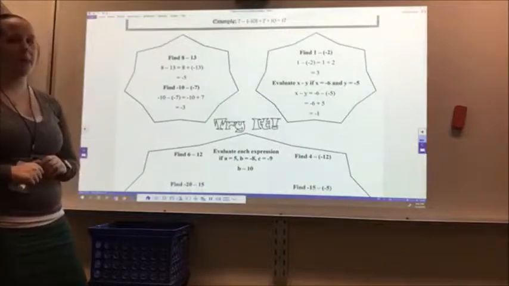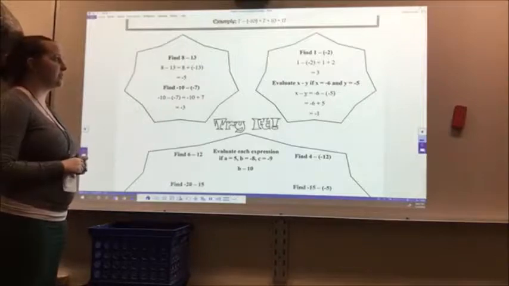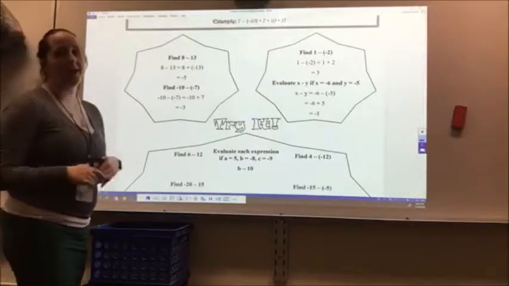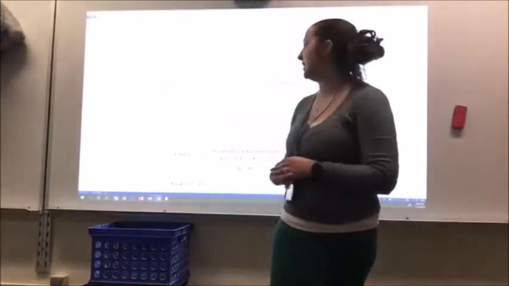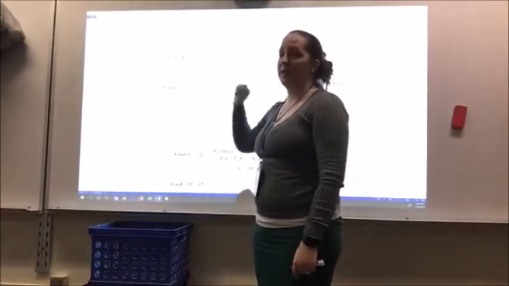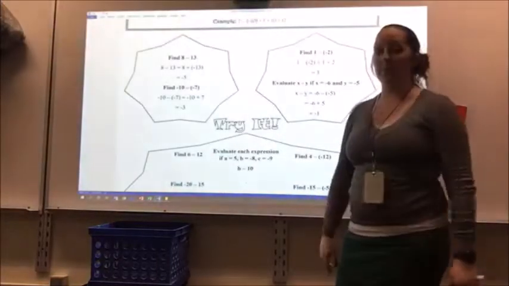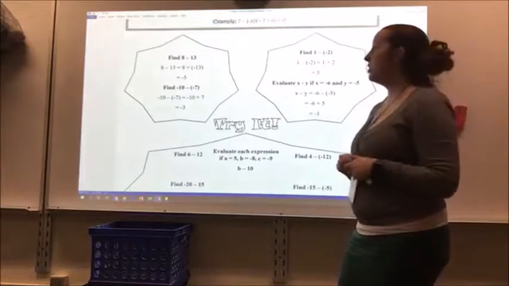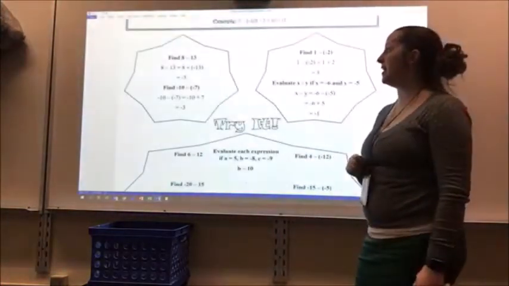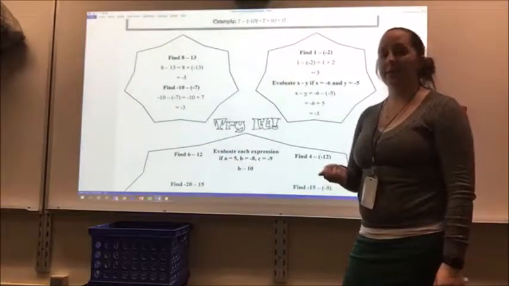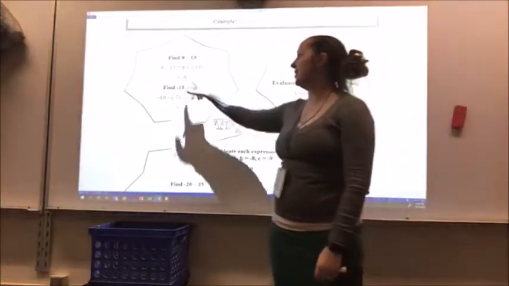Alright, let's look at a couple of examples. The first example says find 8 minus 13. Well, I can rewrite 8 minus 13 as 8 plus negative 13, because it's the additive inverse. 8 and negative 13 is something we saw last lesson. These are enemies, so I subtract them. 13 minus 8 is 5. 13's bigger, 13's negative, 13 wins, so my answer is negative.